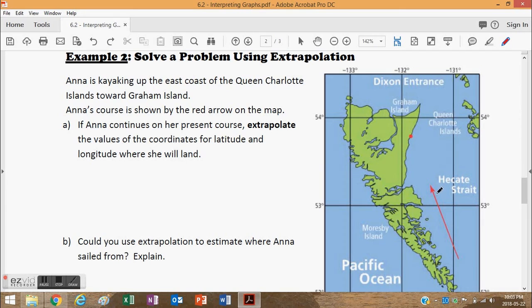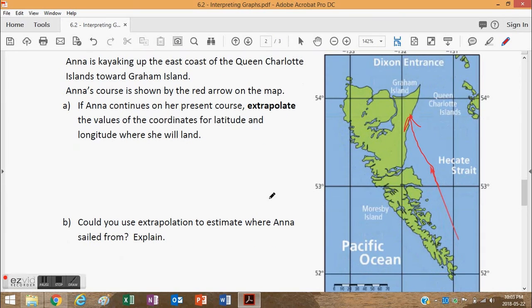Okay. Extrapolation. So we've got Anna on her present course. There she is. She's in her boat in Hecate Strait. This is just off of the coast of BC. There she goes. She's going along with this arrow. If she continues on her present course, we can extrapolate the values of latitude and longitude where she's going to land. So we use a ruler, continue in a straight line. I've drawn the little red dot for you already. It's going to be right about there.